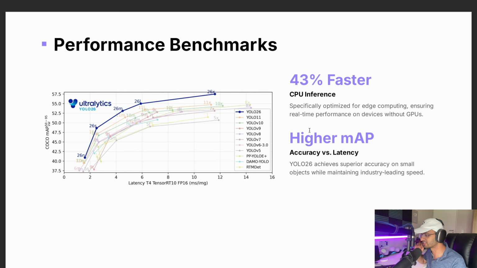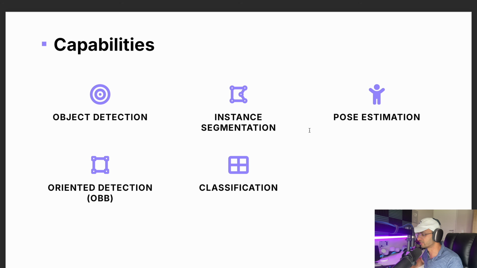Overall, we have a higher mean average precision to show that YOLO26 achieves superior accuracy on small objects while maintaining industry-leading speed. Some of the capabilities, as you can see, are object detection, instance segmentation that I've shown you, pose estimation, as well as oriented detection or OBB, which means that instead of detecting boxes that are like this, you can also detect at certain angles, which makes more sense if you're detecting objects at different orientations. And then we have classification.